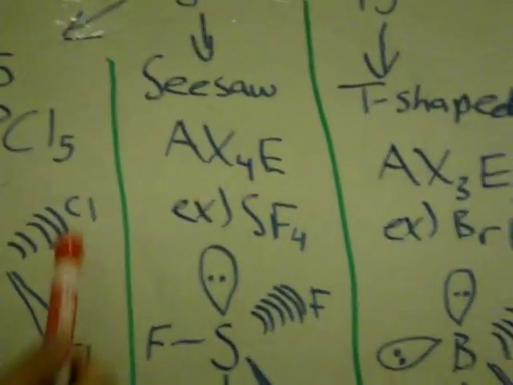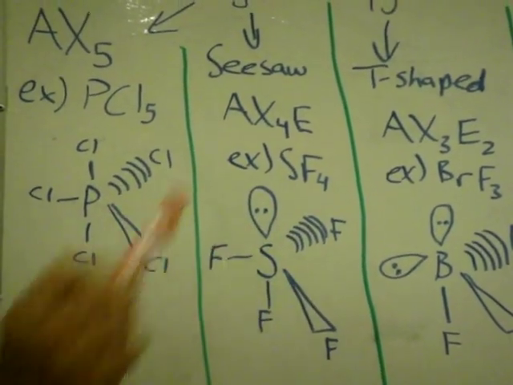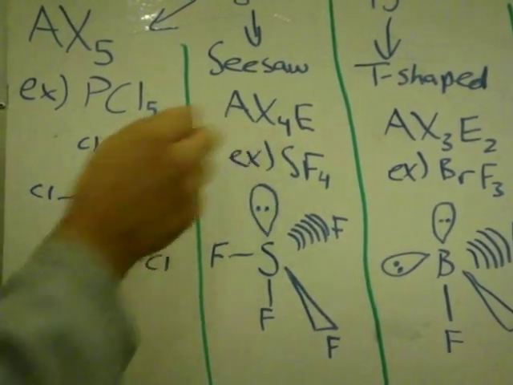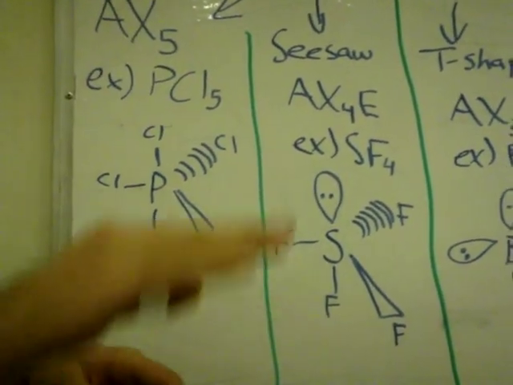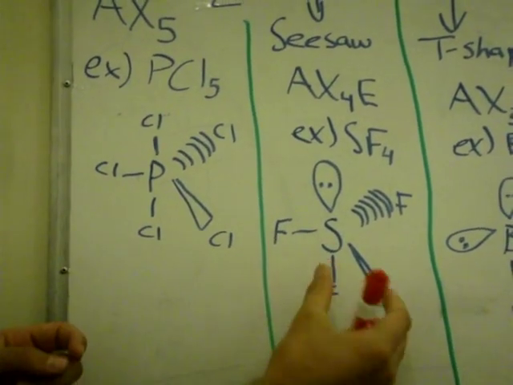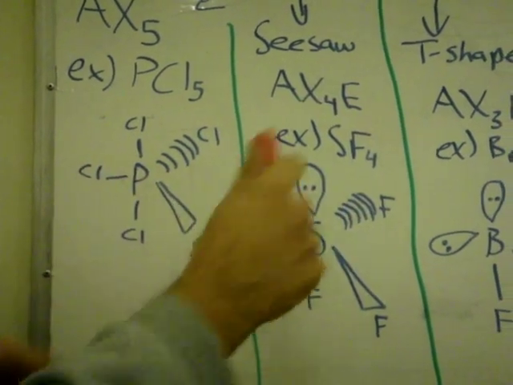The second part of the trigonal bipyramidal is the seesaw, AX4E. An example would be SF4. This is the shape of the molecule, the electron pair, the central atom, and the surrounding atoms. It's called seesaw because it is like the game children play, the seesaw. When one sits down, the other goes up. Where these two are the base, and these are the seats for the children.